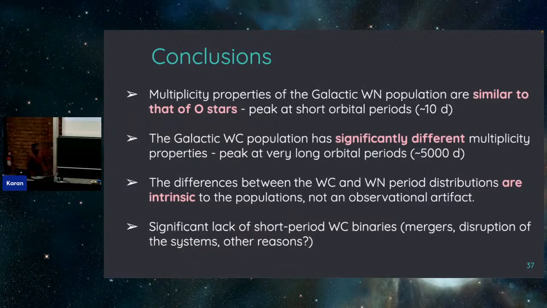In your conclusions, in that previous chart, you show that the WNs typically are short period binaries, very similar to O stars, whereas from your northern sample of WCs, there's a clear bias towards very long periods. So what do you think might be the progenitors of those long period WC stars?